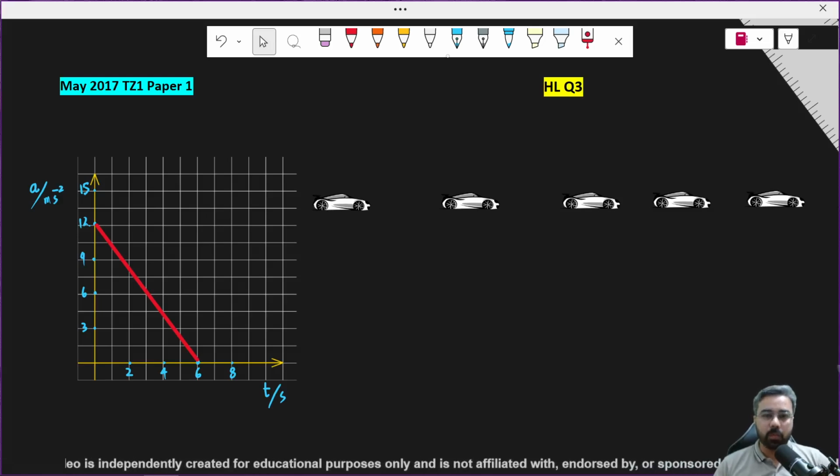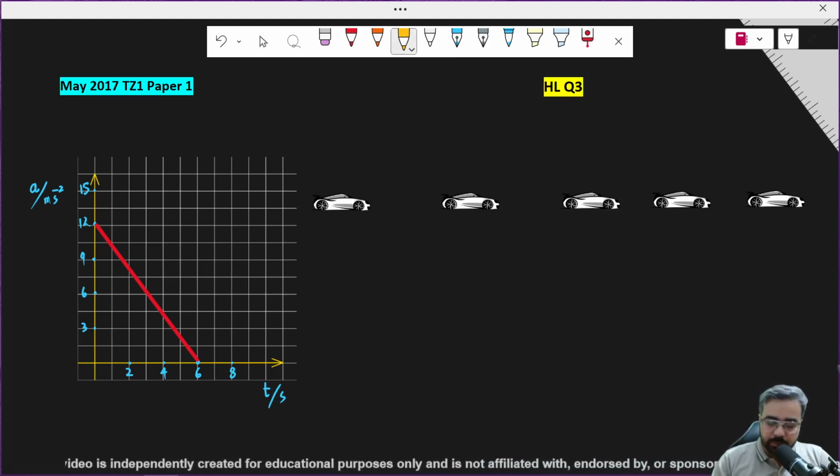Hi, in this video, we will analyze the motion of this car, expressed by the acceleration-time graph. Basically, we will try to find out what the total change in velocity is throughout the motion. As you see from the graph, the motion ends at the 6th second.